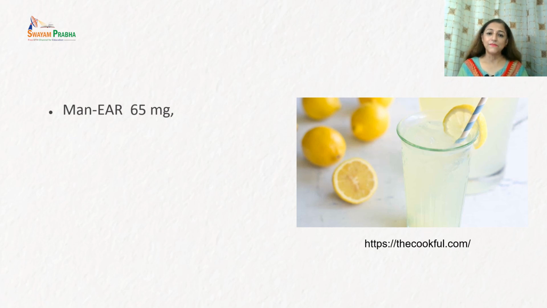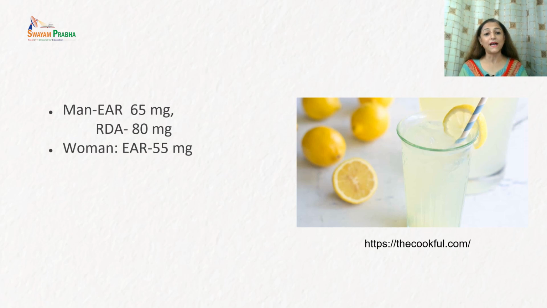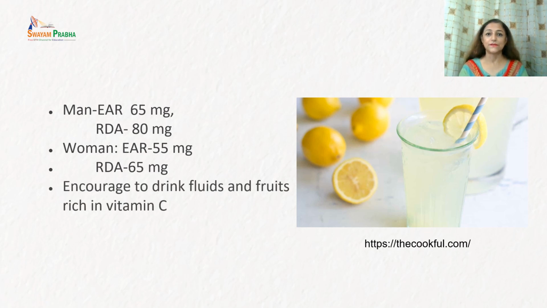Therefore, an estimated average requirement of 65 milligrams and an RDA of 80 milligrams is recommended by ICMR for an old man, and 55 milligrams of EAR and an RDA of 65 milligrams is recommended for an old woman. And it is prudent to encourage the elderly to drink fluids and fruits which are rich in vitamin C, such as nimbu pani or certain juices.